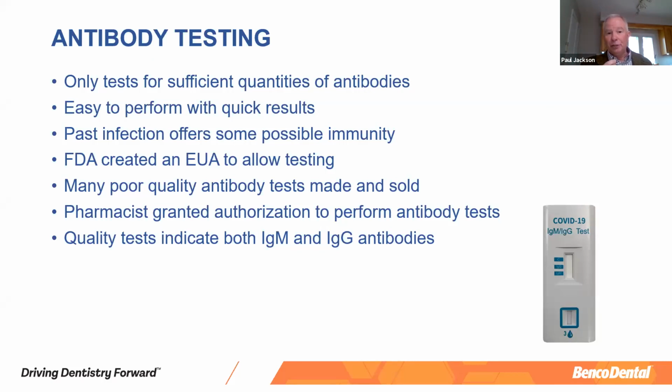It is an easy test to perform because it's a finger prick. Then you put 2 drops of blood on a cassette. This is showing the cassette, so that you can see the window there. You put 2 drops of blood, and then it shows you the results, either no virus, IgM, or IgG. We already talked about that it could show with the IgG antibodies that you have some past infection that offers some possible immunity.